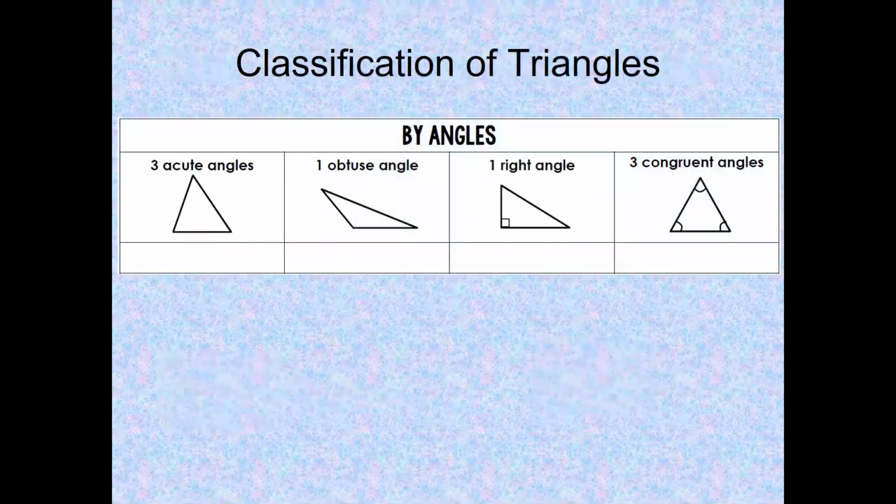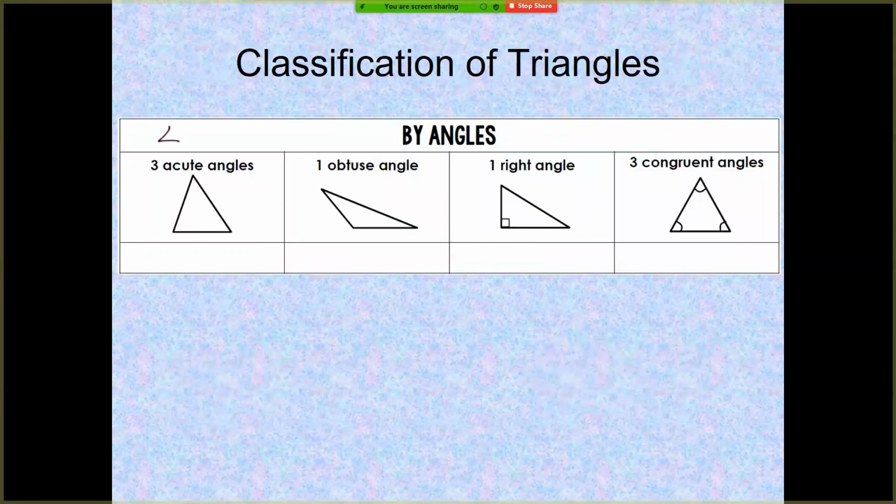On the next slide, we're going to learn how to classify a triangle by its angles. If you have 3 acute angles, that means all 3 angles are less than 90 degrees. So remember, an acute angle is less than 90. So if I have 3 angles that are less than 90, that means it's an acute triangle. If I have 1 obtuse angle, that just means I have 1 angle that's greater than 90 degrees. So in this case, this angle down here is obtuse. So this is an obtuse triangle.